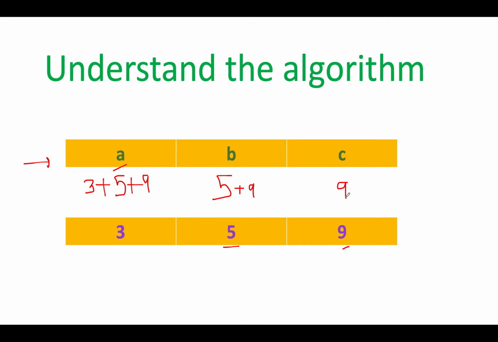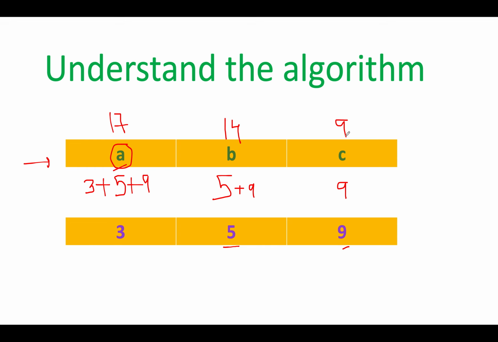So by what total amount does A need to be shifted? It is 3 plus 5 is 8, 8 plus 9 is 17. By 17 units it needs to be moved ahead. B needs to be moved ahead by 14 units and C by 9 units. So what is the task for you? You need to first of all identify by how many units each character needs to be shifted, and once you know that information, you increment its value by that many units.